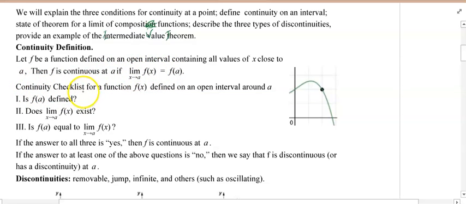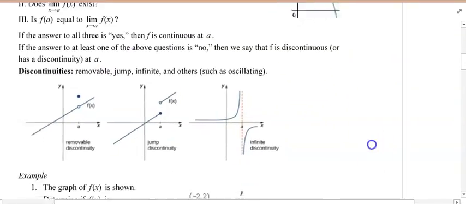So let's look at a continuity checklist for a function f of x defined on an open interval around a. Number one, is f of a defined? Number two, does the limit as x approaches a of f of x exist? Number three, is f of a equal to the limit as x approaches a of f of x? If the answer to all three is yes, then f is continuous at a. If the answer to at least one of these is no, then we say that f is discontinuous, or has a discontinuity at a.